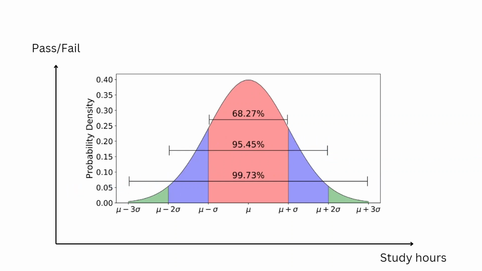It looks at this curve for each class, let's say pass or fail, and figures out two things. First one is the average, that is, how many hours do students typically study to pass, and the next one is the variance. How much do study habits vary for students who pass? Once Gaussian naive Bayes knows these numbers, it can estimate the probability that a new student will pass or fail based on where they fall on the curve.